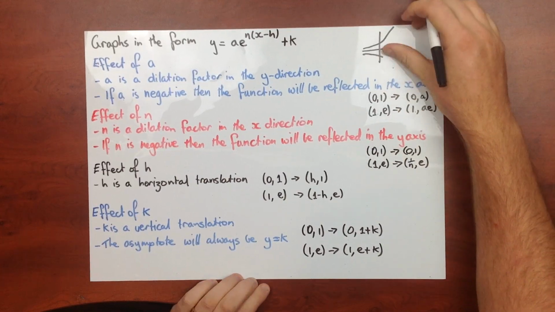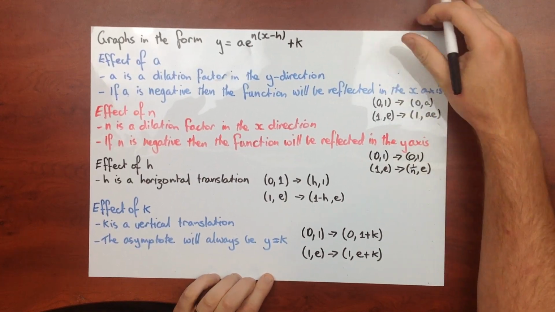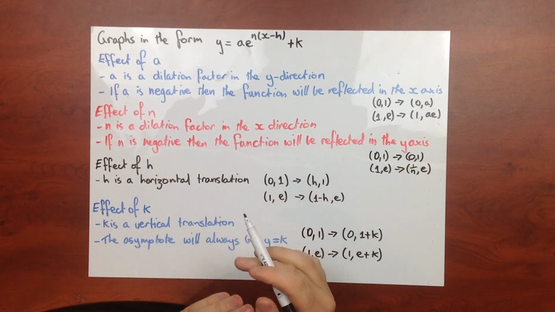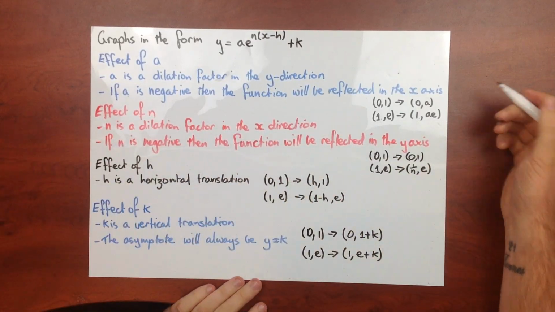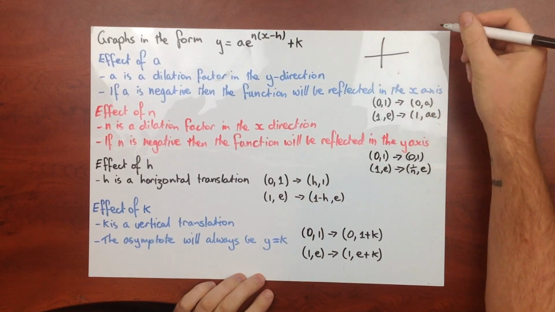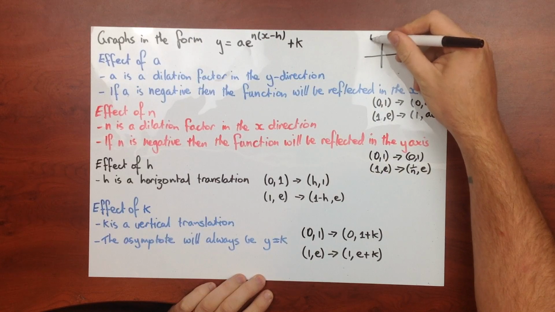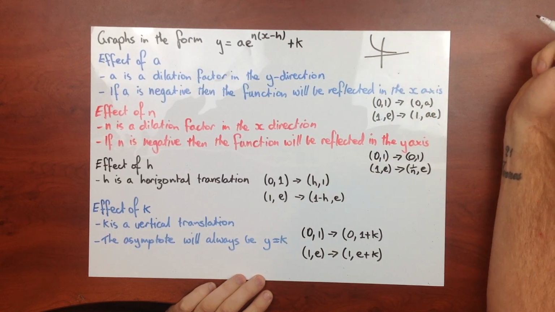Now if we have a look at the effect of what n has on it. n is a dilation factor in the x direction, so it's going to stretch out this way now. If n is negative, we're going to be reflected in the y-axis like that.